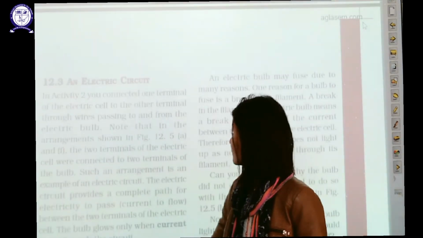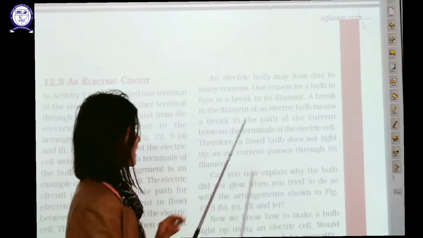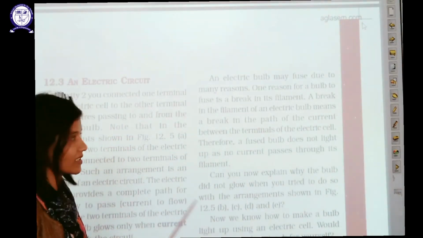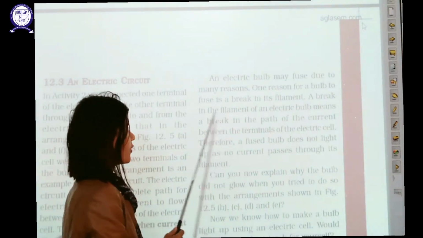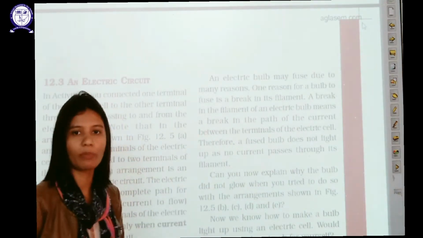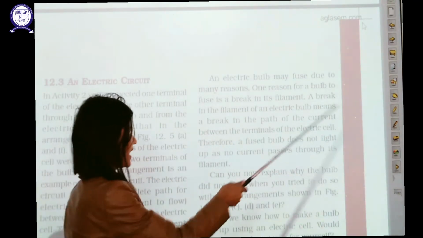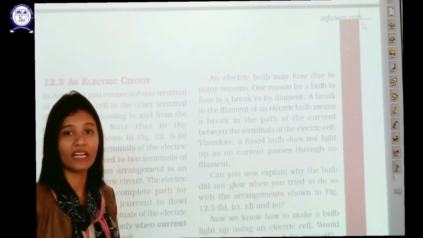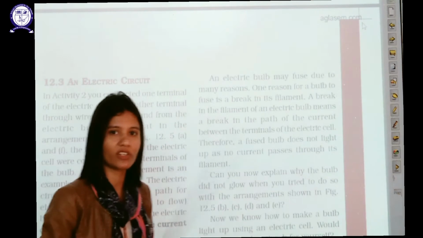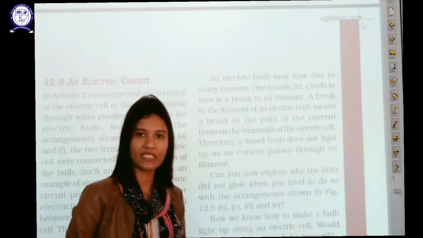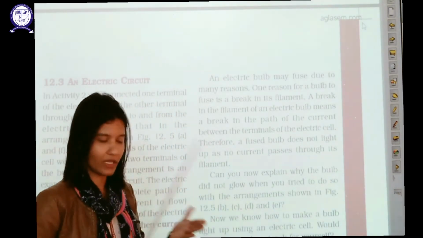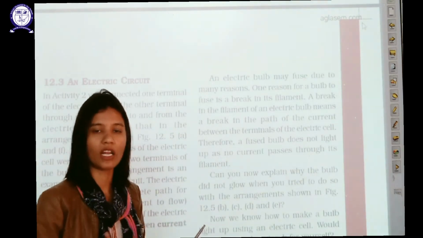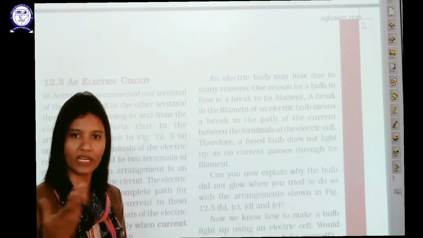Now, let us see, an electric bulb may be fused due to many reasons. One reason for a bulb to fuse is the breaking of the filament. A break in the filament of an electric bulb means a break in the path of the current. Okay, something is restricting the current from flowing. What is that thing? That broken filament. It is not allowing your current to flow through the entire path.